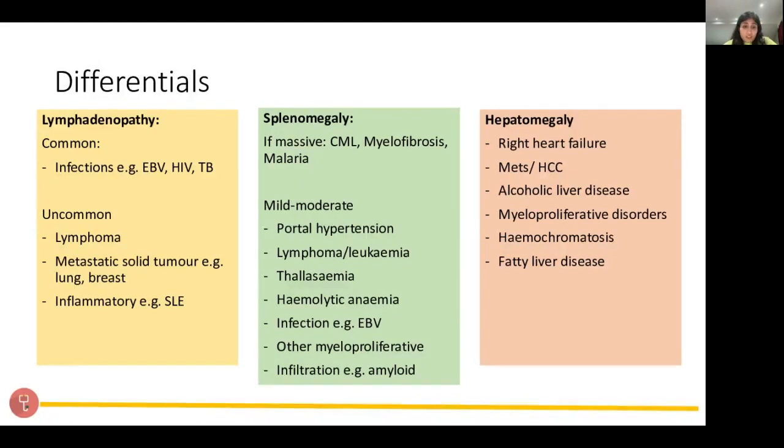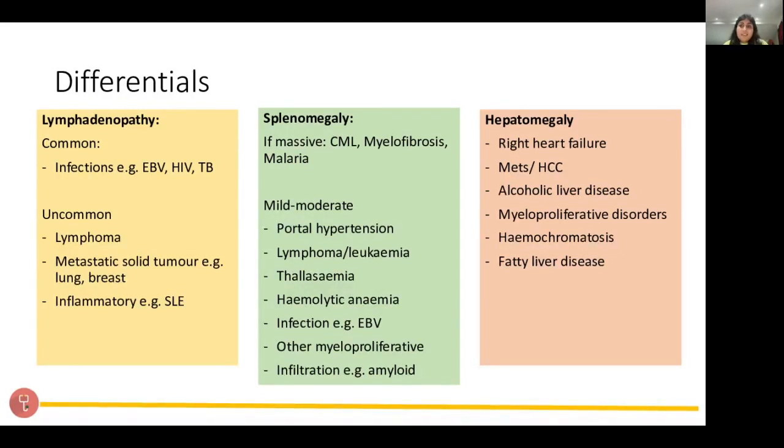And then I've just listed some other causes on there. So again, lymphomas and leukemias, if they infiltrate into the spleen, can cause splenomegaly. Obviously, anything causing portal hypertension, and then a few other things on there as well.